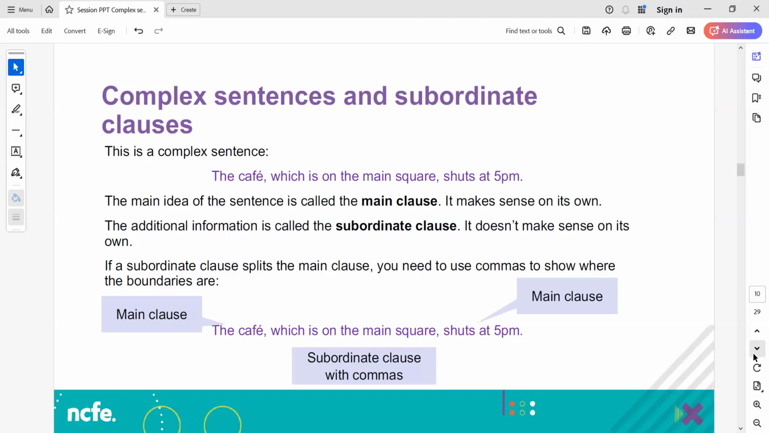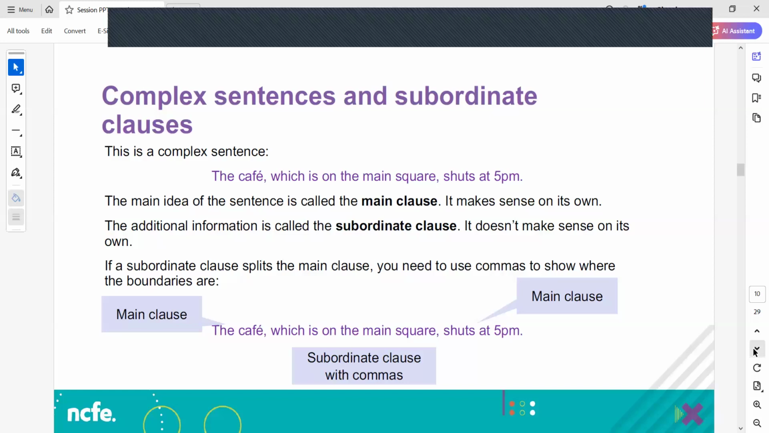The additional information is called the subordinate clause, and it does not make sense on its own, which is on the main square. So that doesn't make sense on its own. And as in this example, if a subordinate clause is splitting the main clause, then you would need to use commas to show the boundaries. So you'd need one before the subordinate clause and after, if it's splitting the main clause.